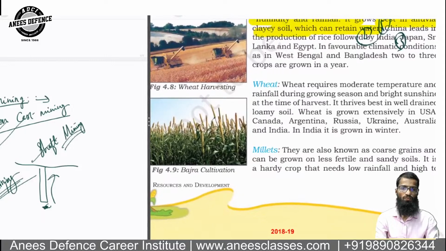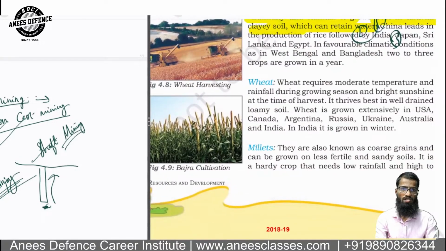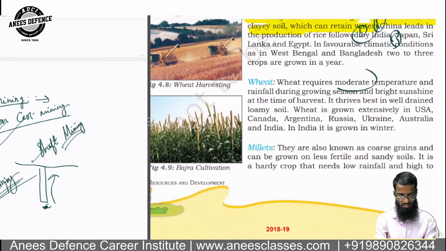Wheat requires moderate temperature and moderate rainfall. Okay, it thrives best in the well-drained loamy soil. In the loamy soil, well-drained is the important thing. With regard to rice, it was clay, so it can retain the water, and here it should drain the water, right? And it is called loamy soil.